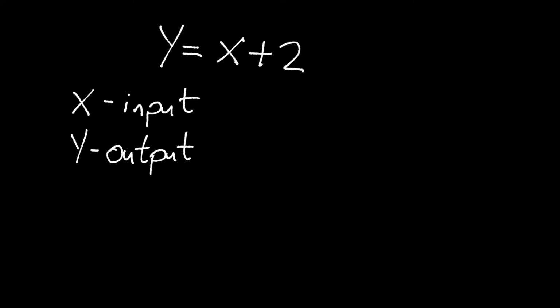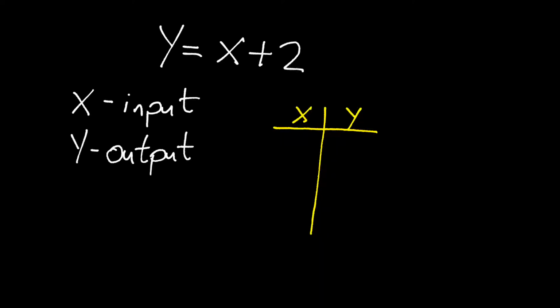And we can chart our inputs and outputs in an input-output table. Now, I tend to put x and y up at the top. You could write input here and output there. It doesn't make a difference. I like to write x and y because, well, that's the variables we're working with here. But if you want to put input, output, it's up to you.